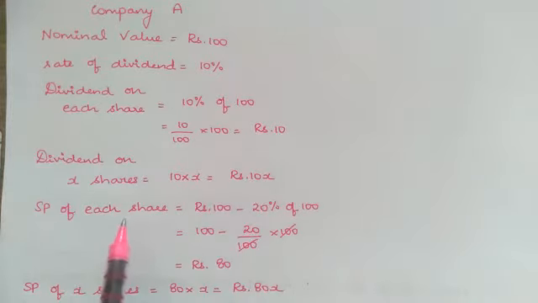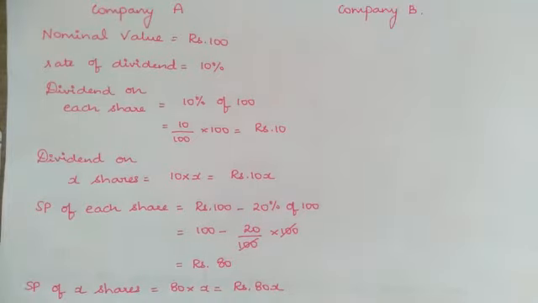He is selling the shares at a 20% discount. So each share is being sold for 80 rupees. Okay, so the selling price of all the shares is 80x. Now this is nothing but the proceeds which he has obtained on selling the shares. This he is investing in the other company, that is, he is investing in company B.